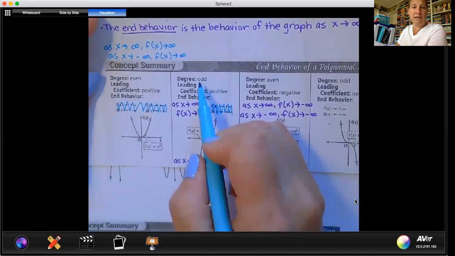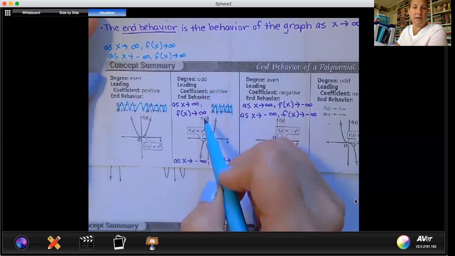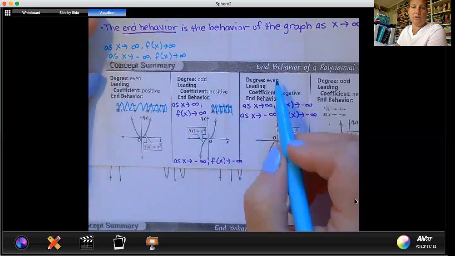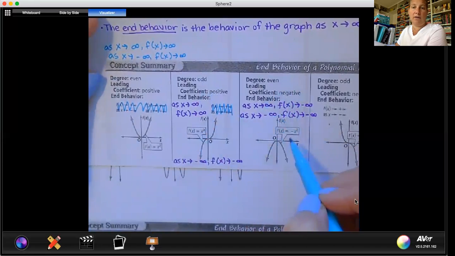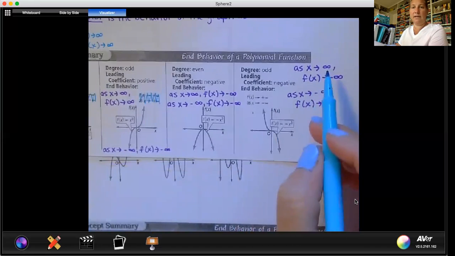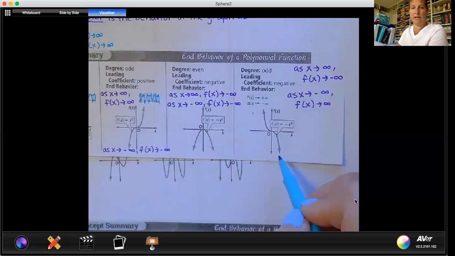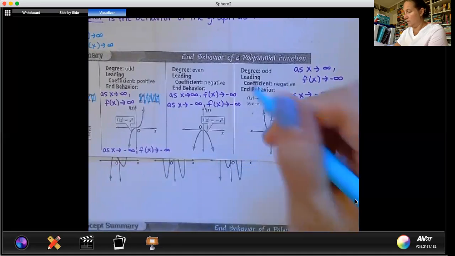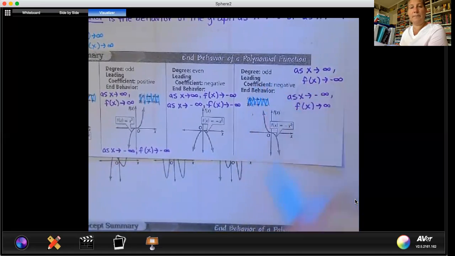And again, you're filling in odd, positive, end behavior in the graph, and then write the function. Degree, leading coefficient, end behavior, graph, and function. And then for this last one, as x approaches infinity, f of x approaches negative infinity. As x approaches negative infinity, f of x approaches positive infinity. And you don't need this part here.